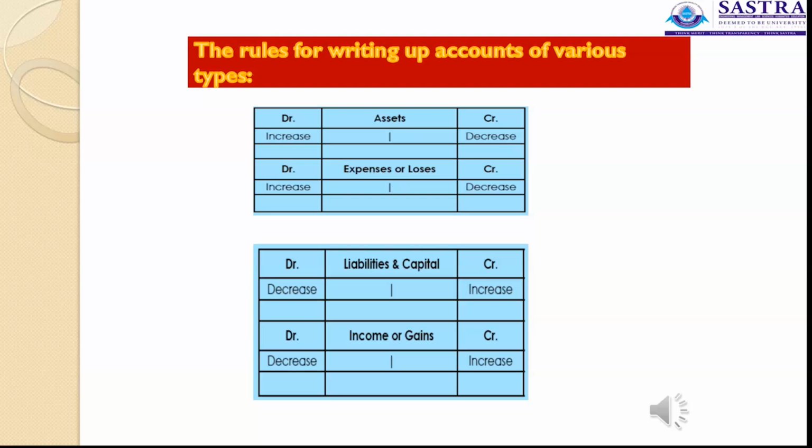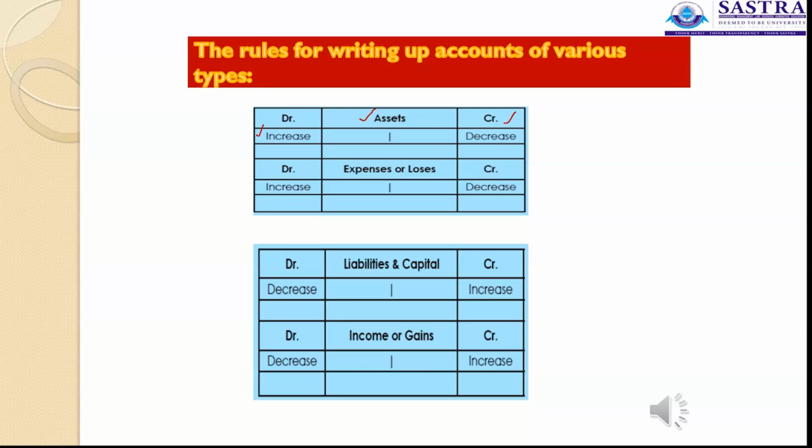Here, first one, asset. Asset increases on the left hand side or debit side and decreases on the credit side or the right hand side. Okay. Then next, expenses and losses, the same thing is applicable.